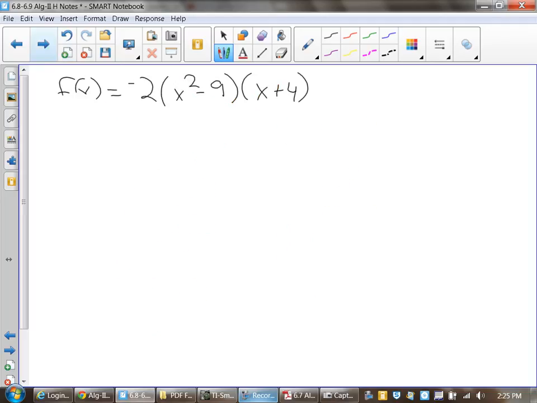Very similar to that. Very similar. And this one I have f of x is negative 2 times the quantity x squared minus 9.